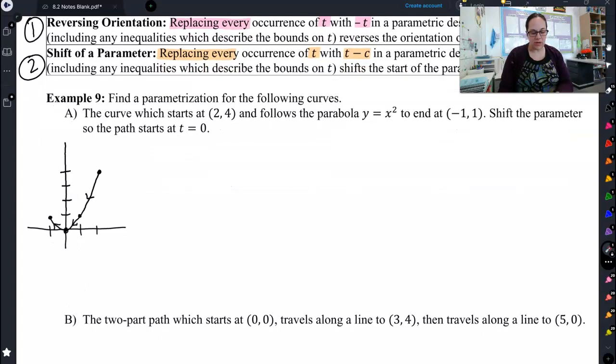Let's try this on example 9. I've already visualized what we got here. We have y equals x squared. Here's my parabola. I'm starting here at (2, 4), and I'm ending at (-1, 1).